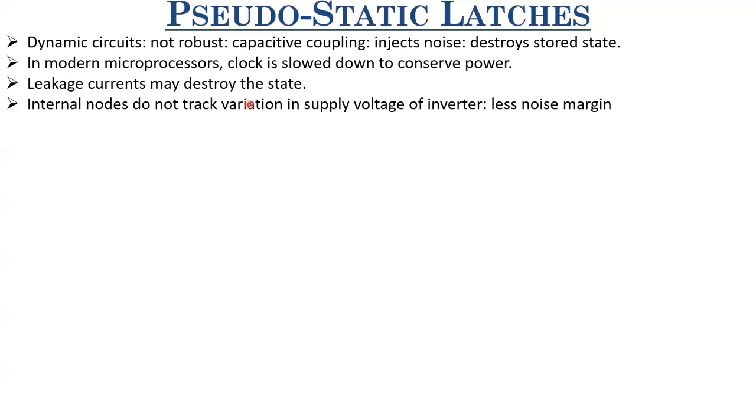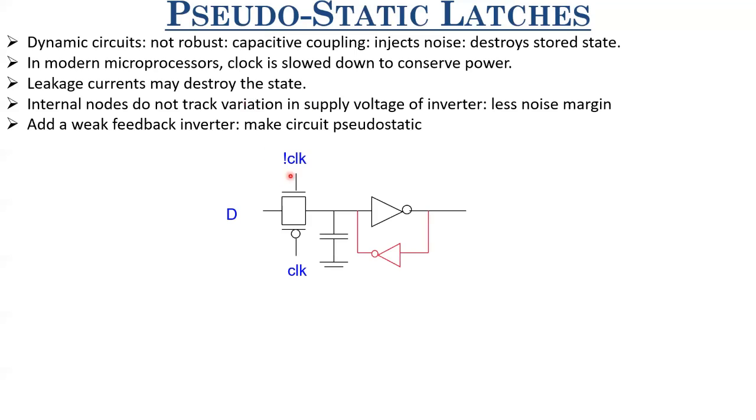So to avoid these problems, what people generally do is add a weak feedback transistor and make the circuit pseudo-static, which gets back to the previous implementation that we saw in the previous lecture, where we had this small feedback inverter. Why small? Because if it is strong, then it can change the value of D being sampled here, and it can also lead to reverse transmission. So these were the two problems, and hence we wanted to make this inverter's strength as small as possible.